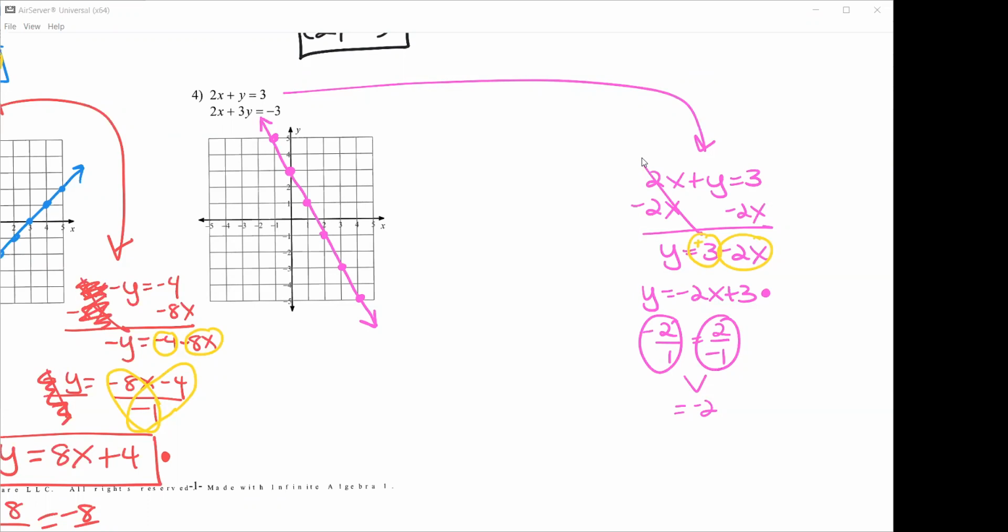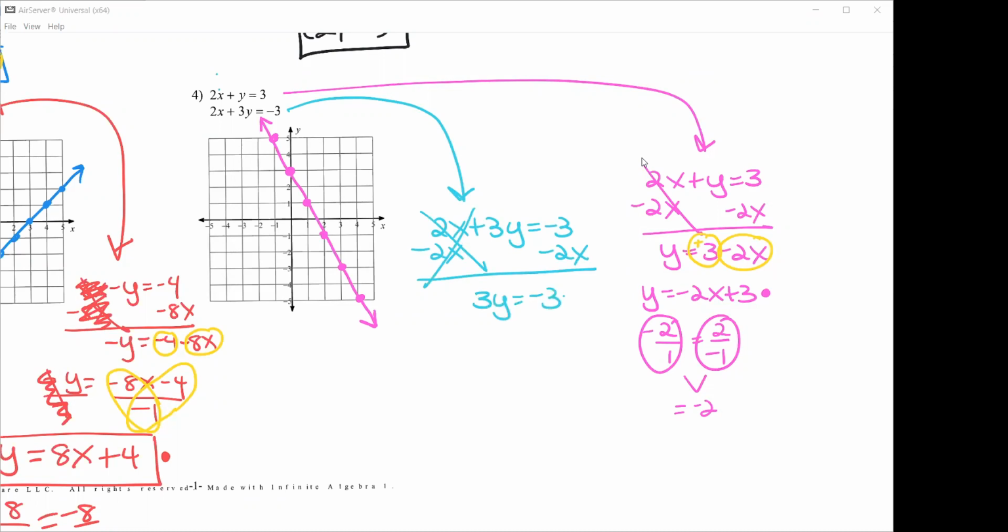All right, so then let's do this one right here. So we have 2x plus 3y equals -3. I'm going to subtract 2x from both sides. That cancels out. So I have 3y equals -3 minus 2x. Again, I'm going to swap the order. So I have 3y equals -2x minus 3. Then I'm going to divide both sides by 3. This gets divided by 3, and this gets divided by 3.